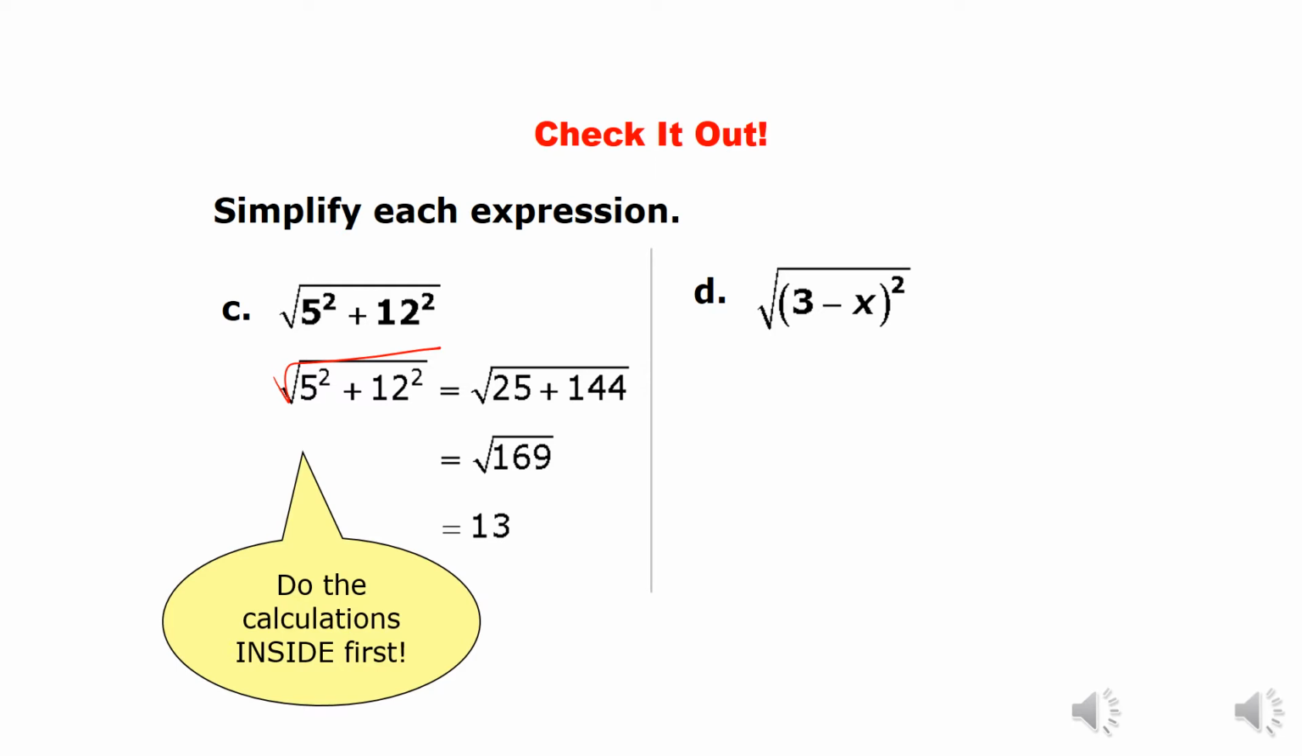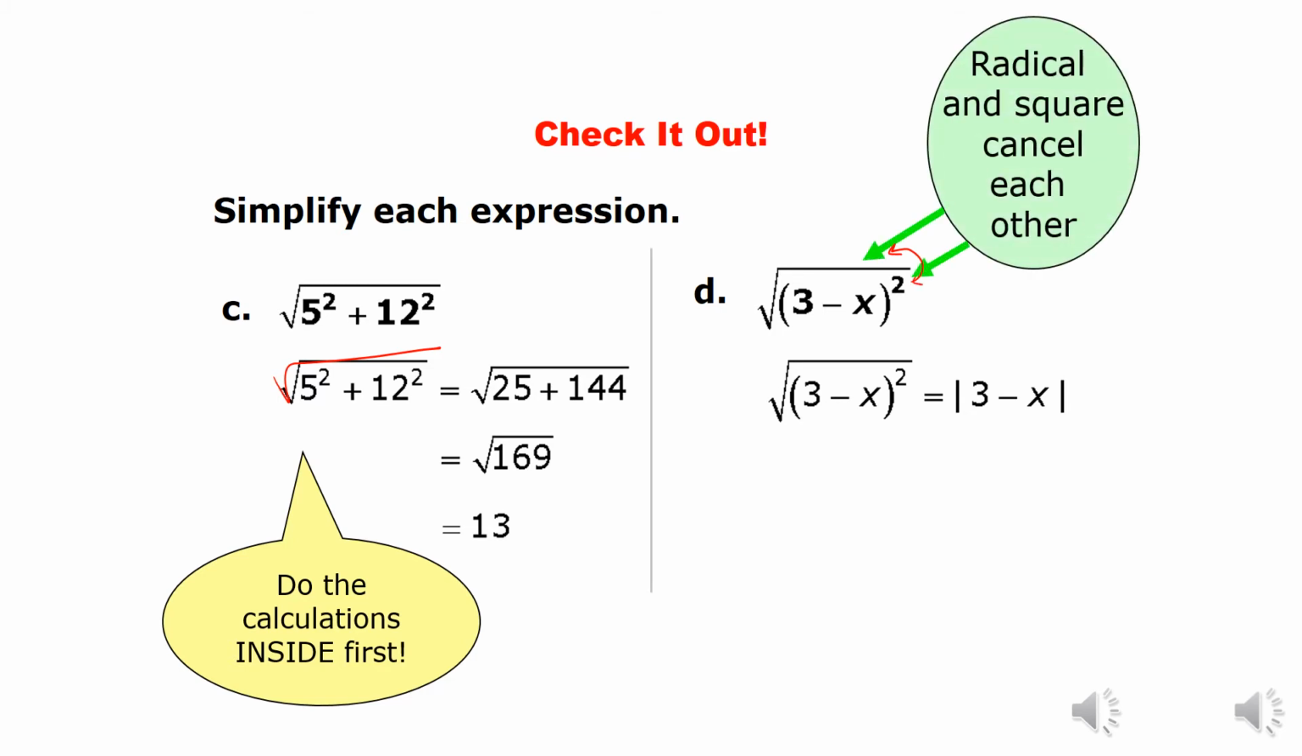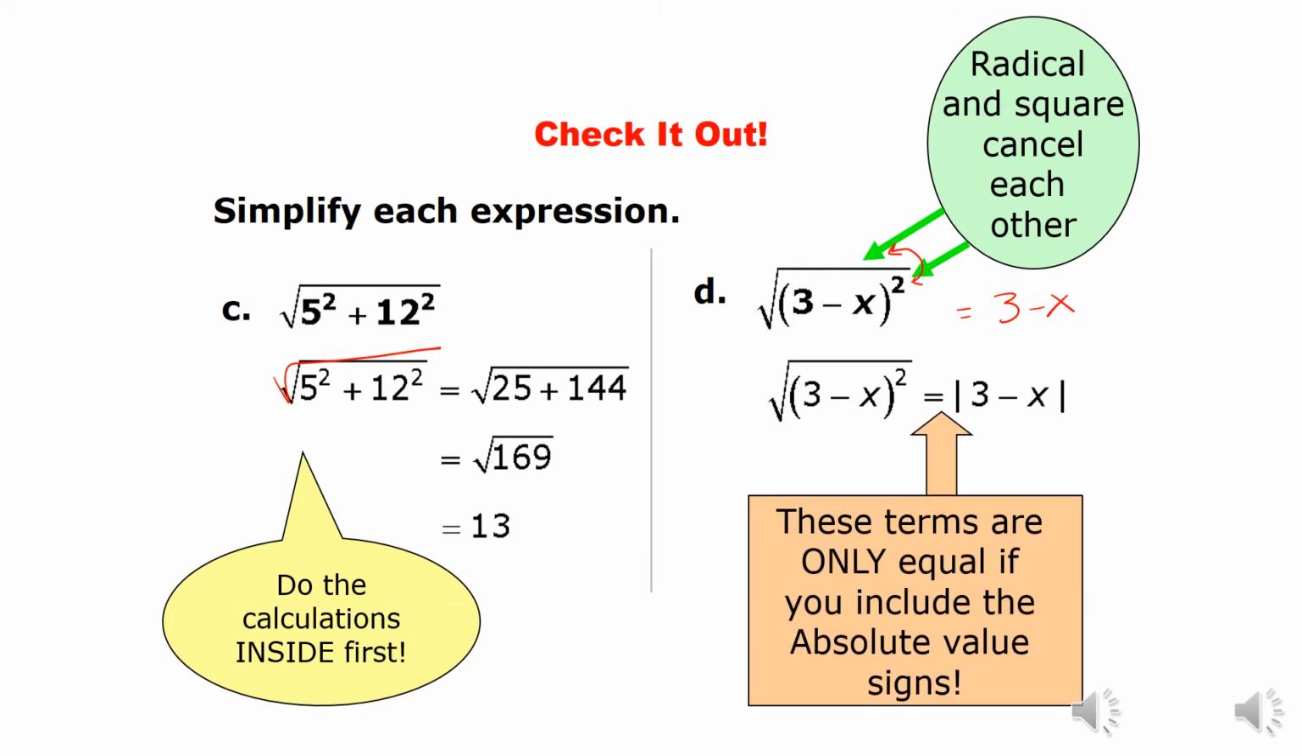Okay? Over here, the radical and the square cancel each other out. So you can just think of it as 3 minus x. So you don't need to worry about the absolute value because they tell you that they're non-negative numbers. These terms are only equal if you include the absolute value signs. But we don't usually worry about that. Okay? All righty.